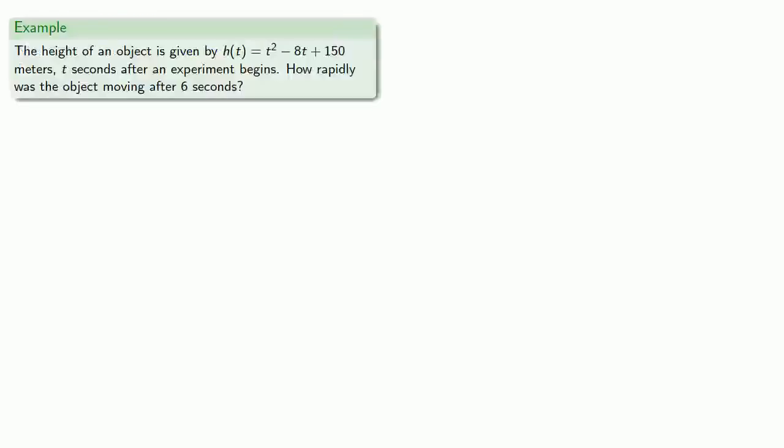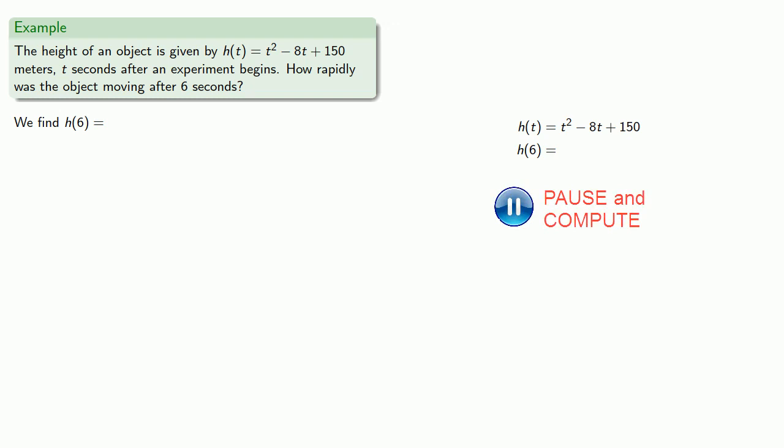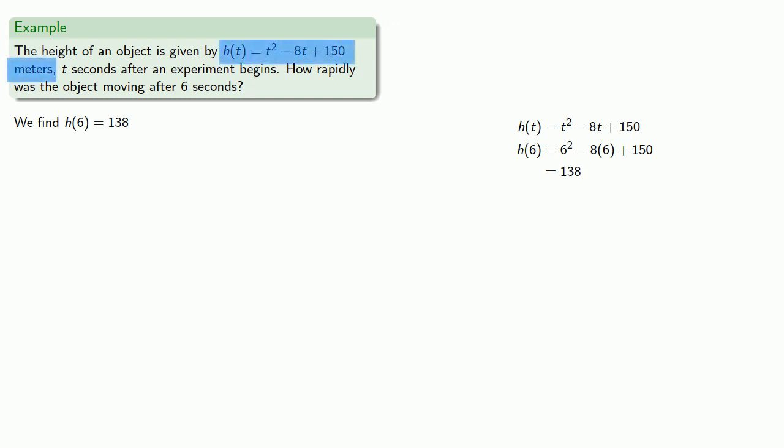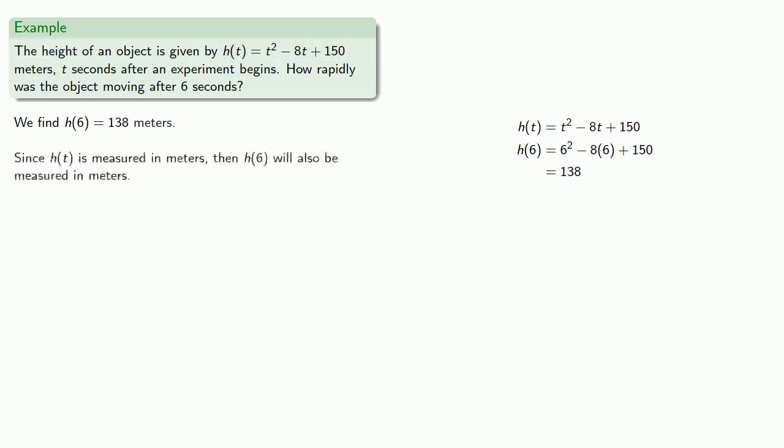For example, suppose the height of an object is given by some function, and this is in meters t seconds after an experiment begins, and we want to find out how rapidly was the object moving after 6 seconds. And so we find h of 6. Now, since h of t is measured in meters, then h of 6 will also be measured in meters.